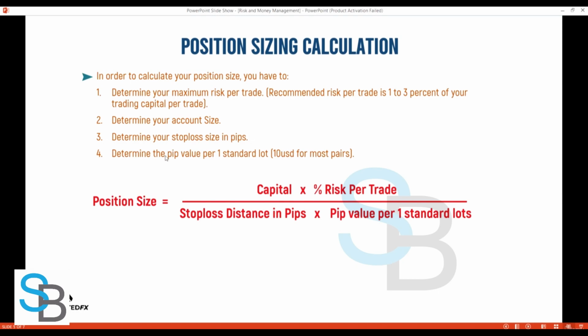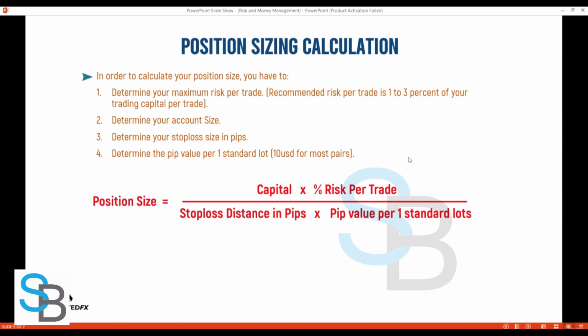And then you have to determine the pip value per 1 standard lot of the currency pair you are trading. Now, this value is usually $10 for most major currency pairs, or currency pairs with the USD, the US dollar, in them. So they are mostly just $10. Okay, so the value is constant. These are the things you need to know in order to calculate your position size.